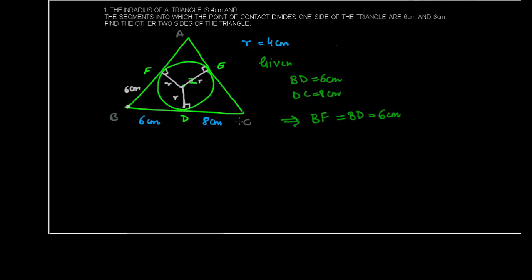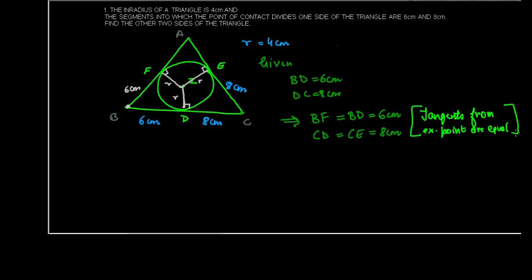Next thing, similar here, CD equal to CE. Again, tangents from external point C to the circle, right? Equal in length. So CD equal to CE, which is equal to 8. So let me put 8 centimeters length here. And the reason for this will be tangents from external point are equal. Right? So that's the reason. Now, that's what's given, right?